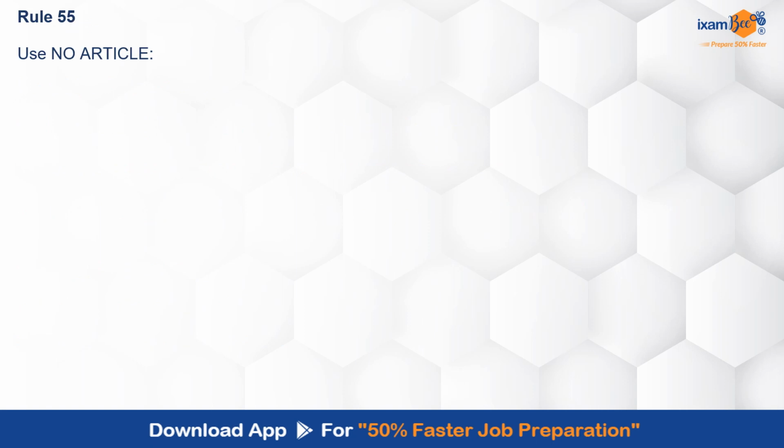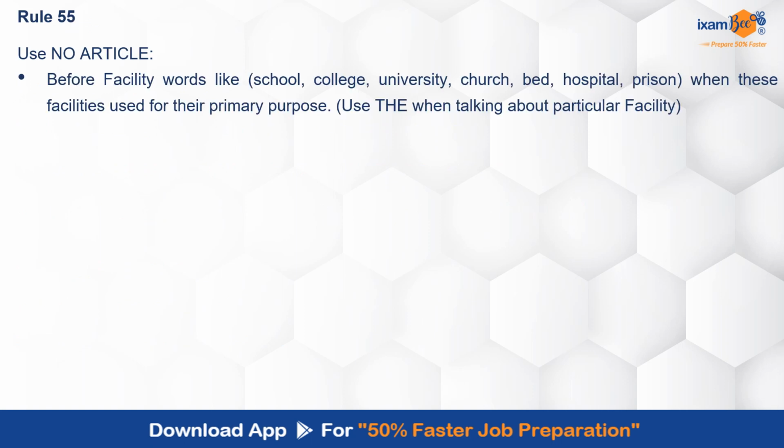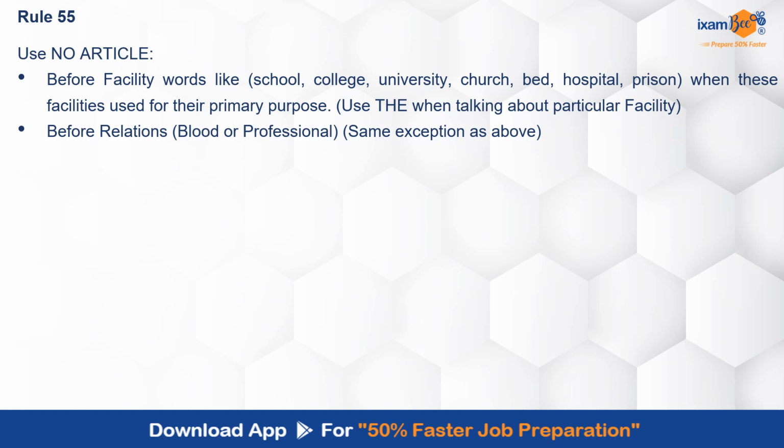Next is, you don't have to use any article when you're talking about facility words like school, college, hospital, bed, like these, when they are used for their primary purpose. If you say that you're going to bed to sleep, then obviously you will not say the bed, you will say I'm going to bed. Similarly before relations. Mother will come tomorrow, right? You will not say the mother, because if I am speaking, I'm talking about my mother. Certain phrases also, where we say I will be there by noon. So by noon, you will not say by the noon.